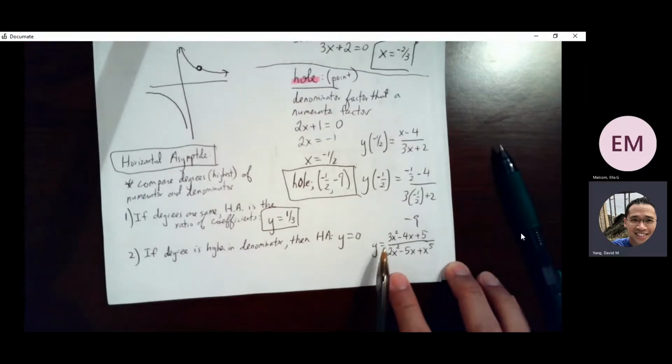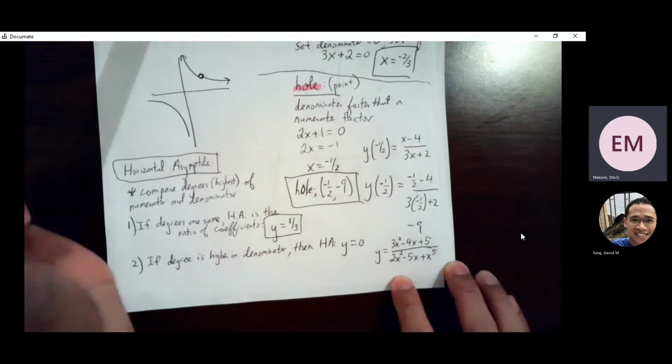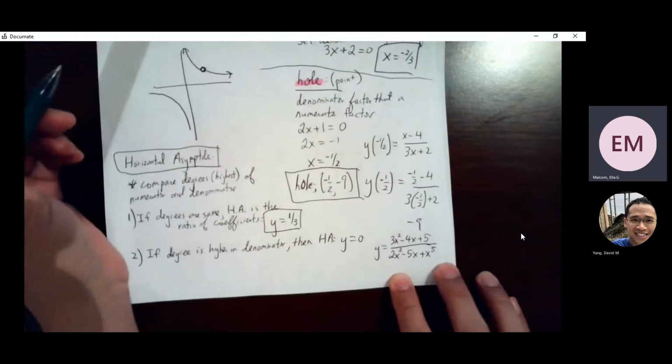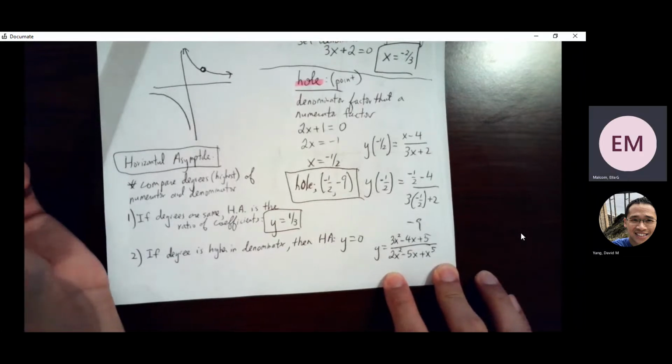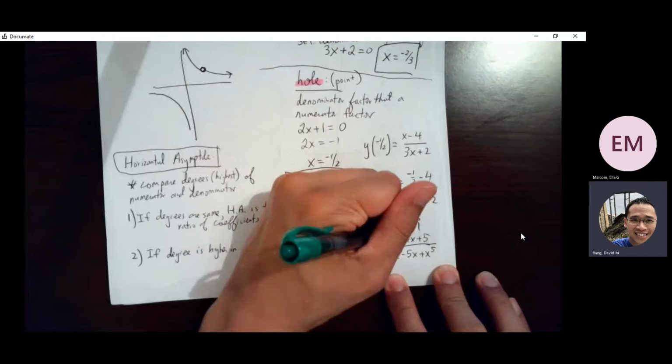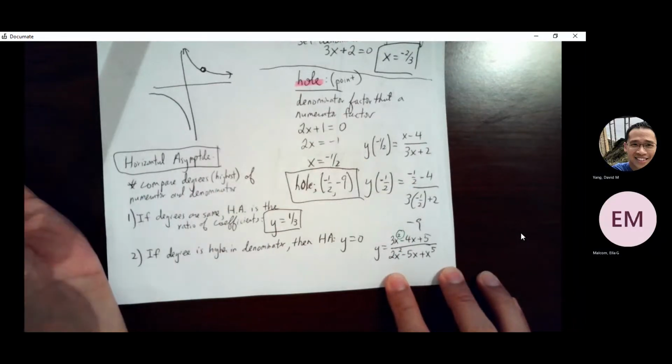Okay, what's the degree in the numerator? The highest is x to the 5th. In the numerator? Oh, in the numerator. Sorry, x to the 2nd. What's the highest degree in the denominator? X to the 5th.